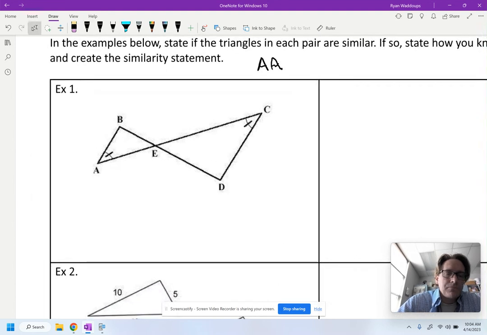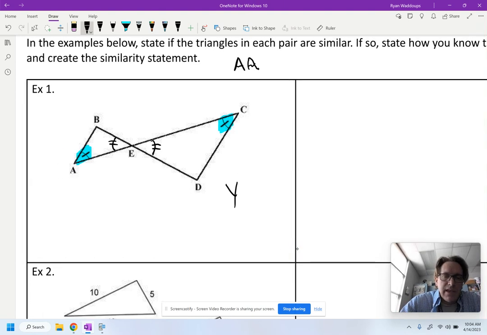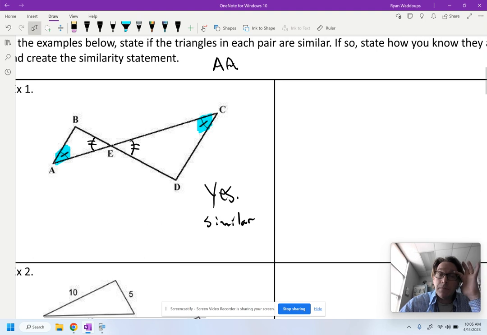And so if I look at example one, I can see that angle A and angle C are congruent. They're marked with that single tick mark on the arc. So those two are congruent. But I also know that angle BEA and angle CED are also congruent because they're vertical angles. And there I have two pairs of congruent angles. And so we can say, yes, they are similar.